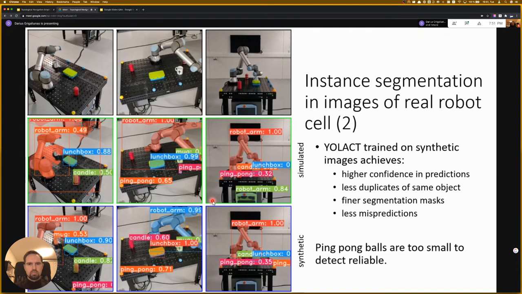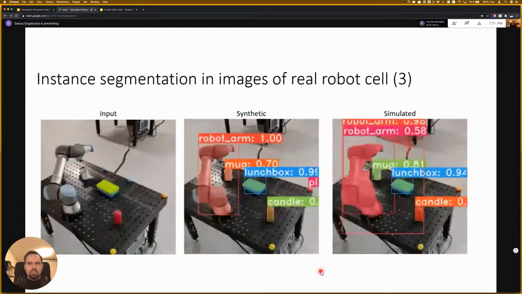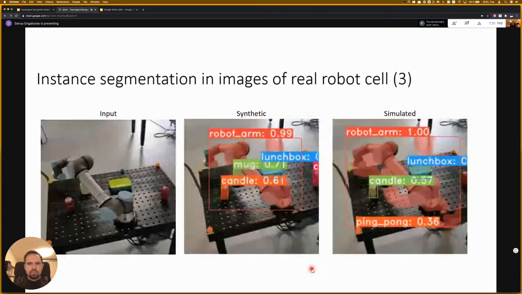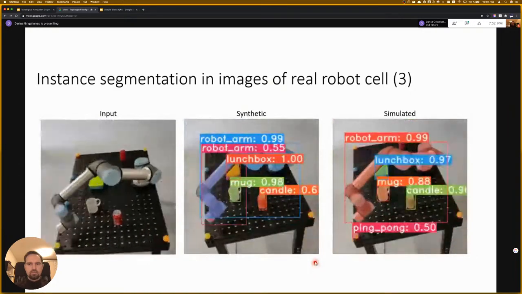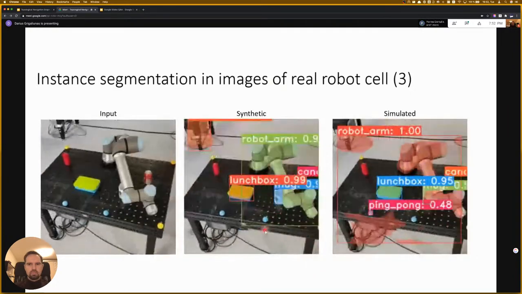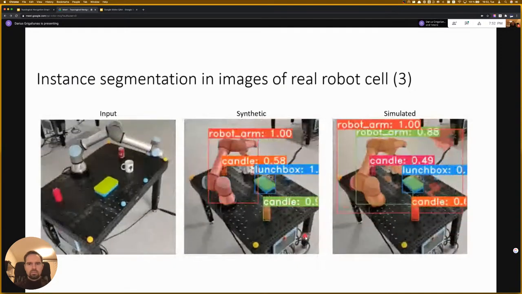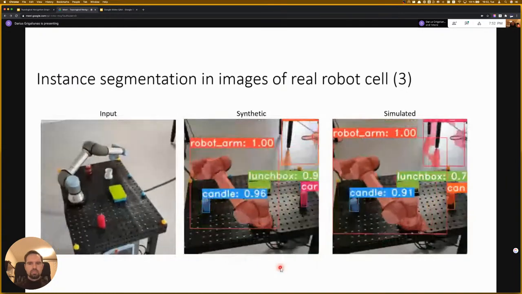And the segmentation masks are much finer and better, as you can see here and maybe here, and there are also fewer mispredictions. For example, here it detected a robot arm, although it's a tablet to control the robot arm, and it hasn't detected it here. And here you can see again a 360 around the table, so you can compare how synthetic images improve the YOLACT instance segmentation network. It makes much fewer errors, you could say, and the segmentation masks are finer.